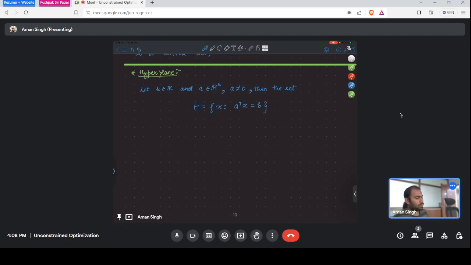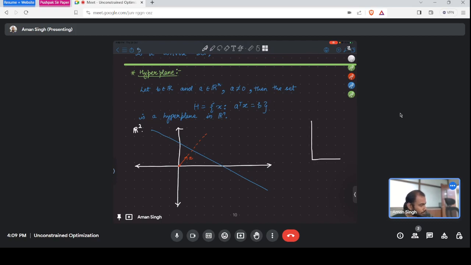So the set of all the points which follow this is a hyperplane in Rn. Let's look at R2. What is a hyperplane in R2? It turns out that a line is a hyperplane in R2, and a represents a vector perpendicular to that line. Similarly, in 3 dimensions, a plane is a hyperplane.